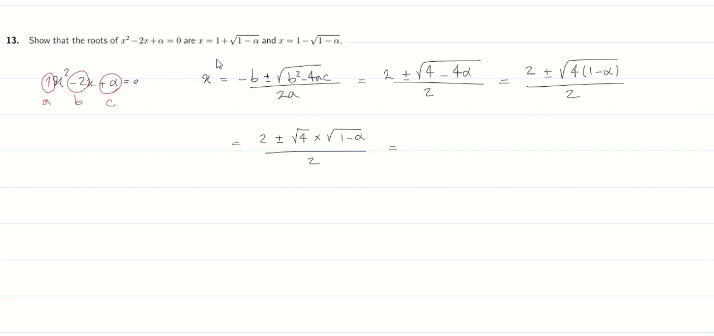And we already know that the square root of 4 is equal to 2. So this can be written as 2 plus minus 2 times square root of 1 minus alpha, divided by 2. Now what we have to do, we're going to just divide each of the terms on the numerator by 2. So it's going to be 1 plus minus the square root of 1 minus alpha. That means our first root is 1 plus the square root of 1 minus alpha, and the second one is 1 minus the square root of 1 minus alpha, which are given in the question.